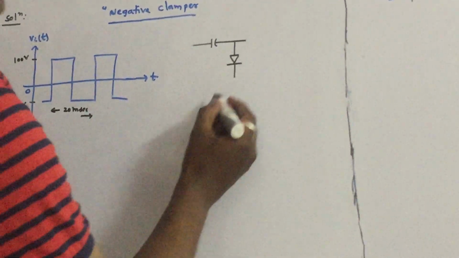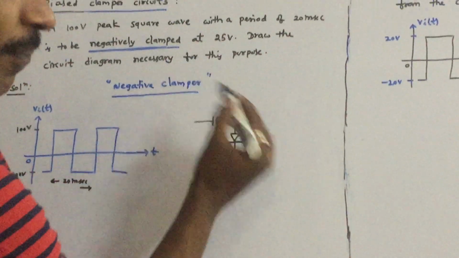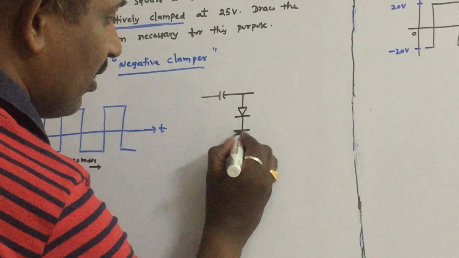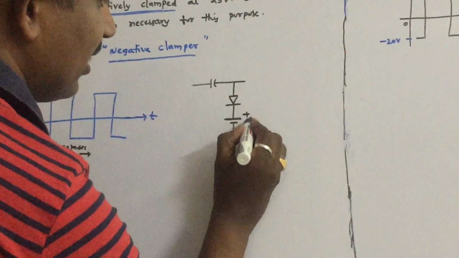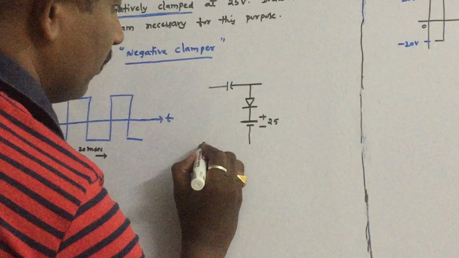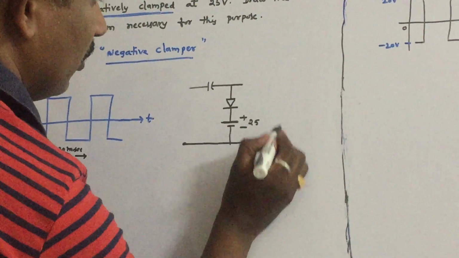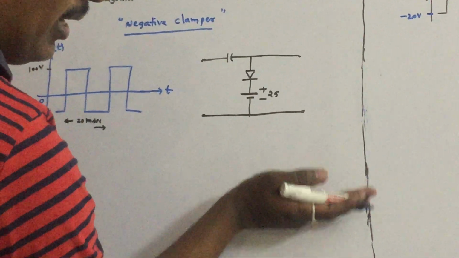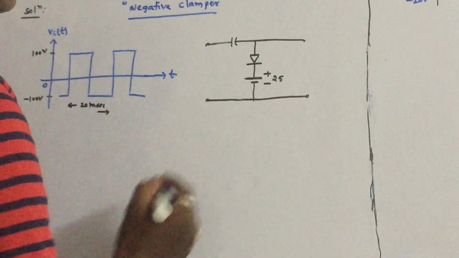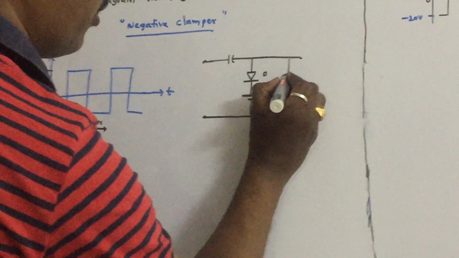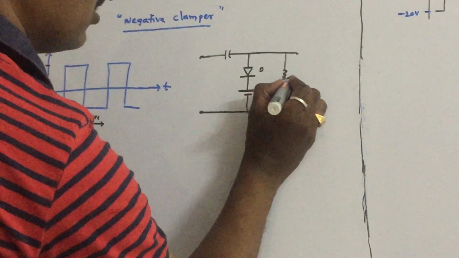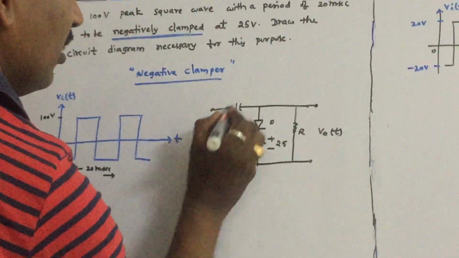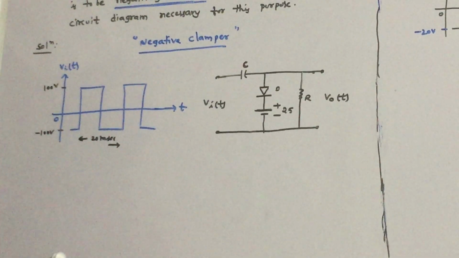It is a negative clamper, but we have to clamp at 25. That means we have to take reference voltage like this. I have explained in the previous classes. Reference voltage is like this, plus or minus 25. So that means the waveform is negatively clamped, but it starts from plus 25. So that is what you have to understand. Therefore in practical circuits we place a resistor across the output. So this is the circuit you have to draw in the examination. Very simple circuit. So Vi of t. So this is the capacitor C.